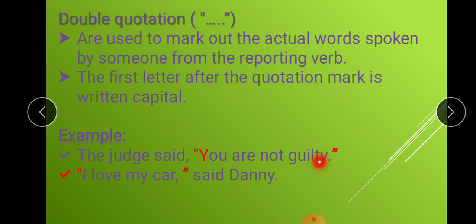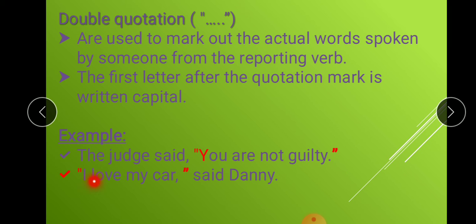What he said are his words, so that will be written in the quotation marks. We start with an opening quotation mark and we'll close the quotation mark after the completion of the sentence. The first letter will be capital. "You are not guilty." Full stop, and then close the quotation mark.